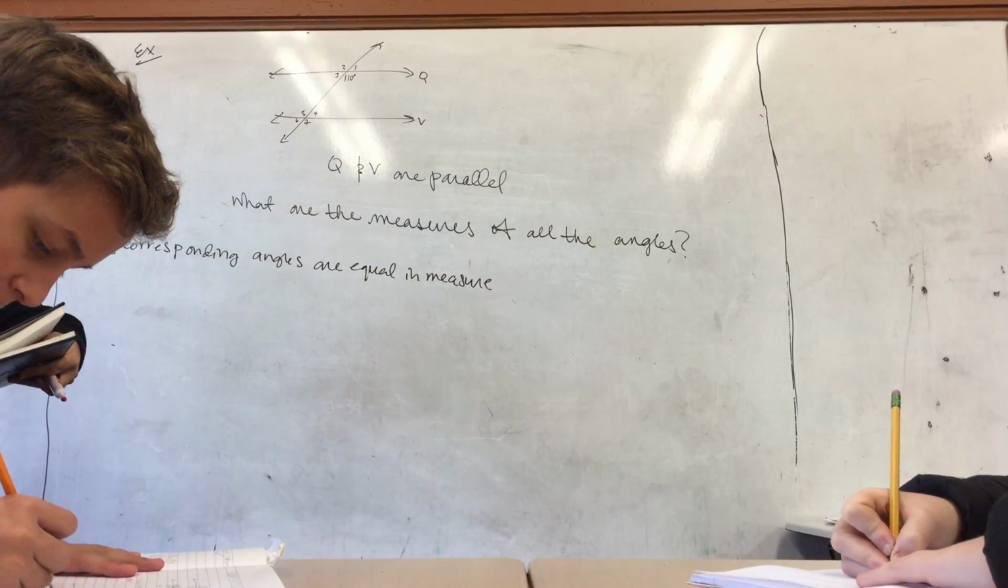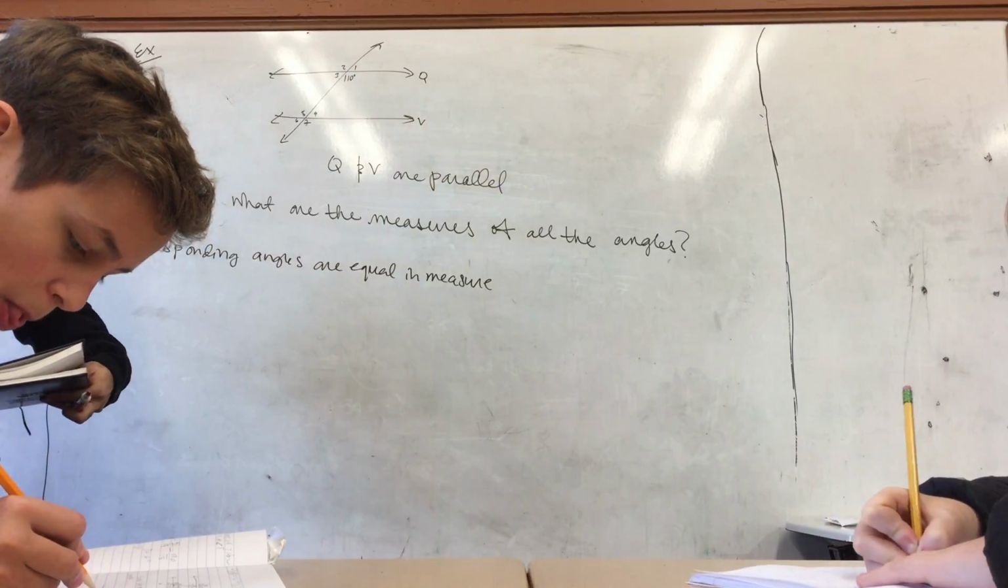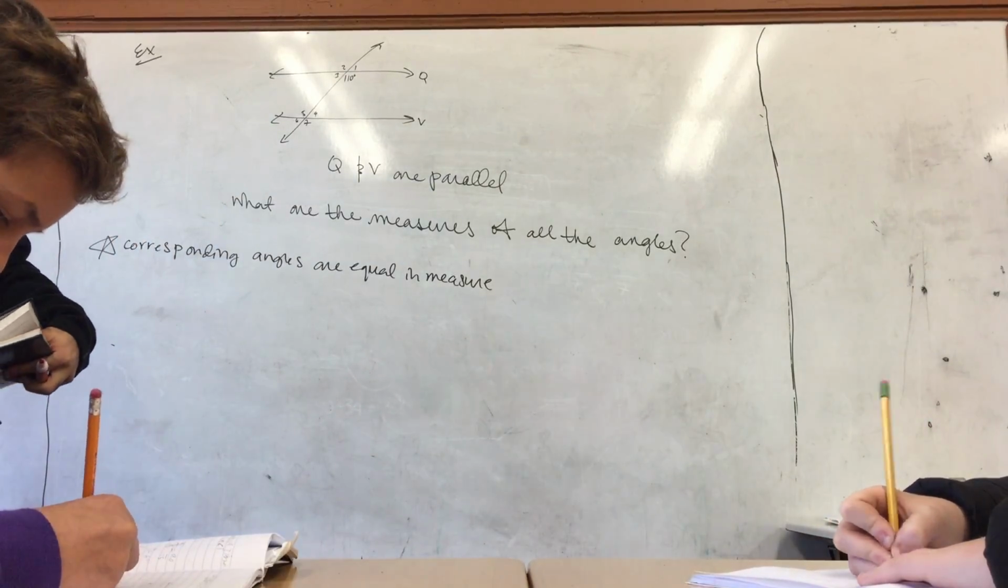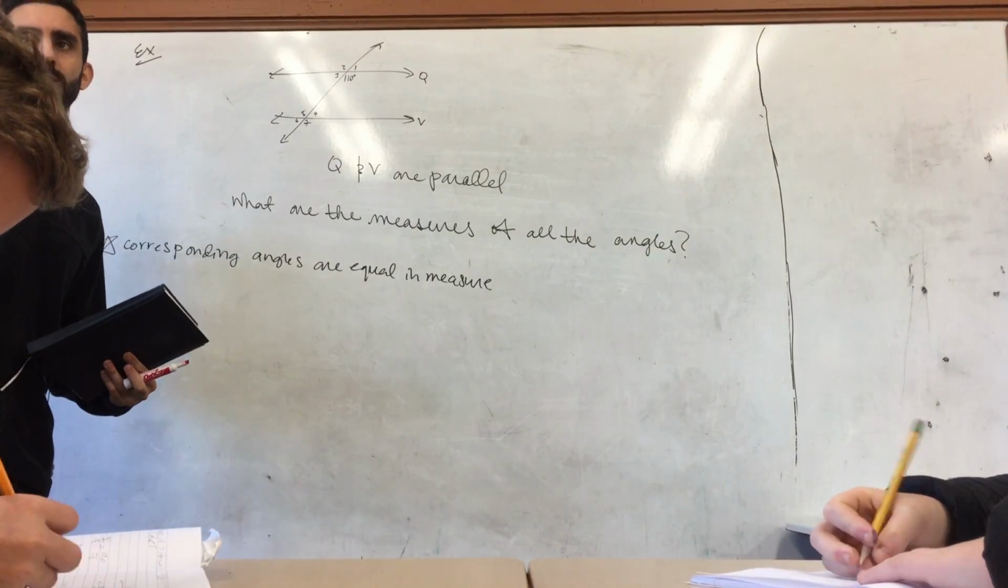Okay, there's only going to be two different measures. There's going to be 110, and what's the other one got to be? 70. That's it. That's all. See? Is that easy? Yeah, that's super easy.